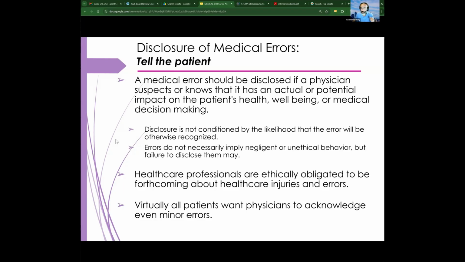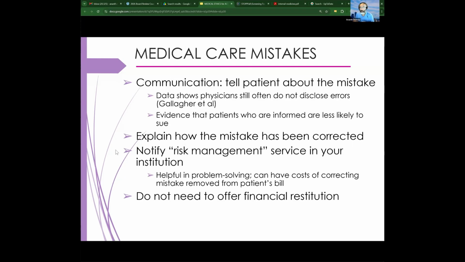So as we all know, we are ethically obligated to be forthcoming about errors. And again, almost without exception, patients want to know, even when they're minor errors where nothing is likely to come of it at all. The unfortunate and frustrating side of it is that, generally speaking, we physicians do not do a great job of disclosing those errors, even though, again, we are obligated to do so and patients expect us to do so.